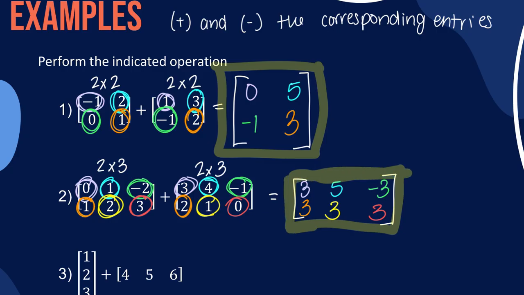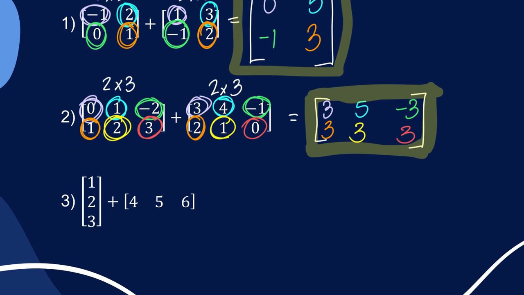Again, finding those corresponding entries for each of them. All right, looking at the next one, number 3. What is my dimensions for the first one? What would my dimensions be? How many rows do I have? 3. How many columns? 1.